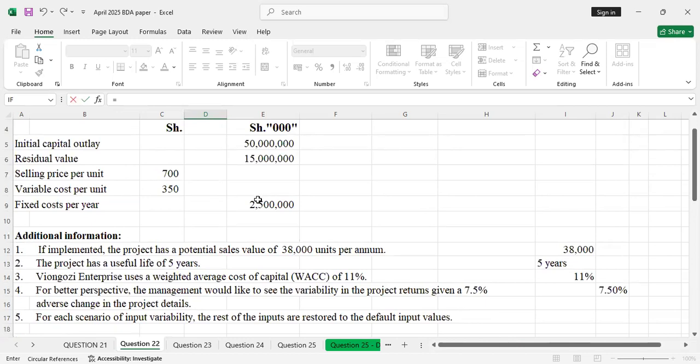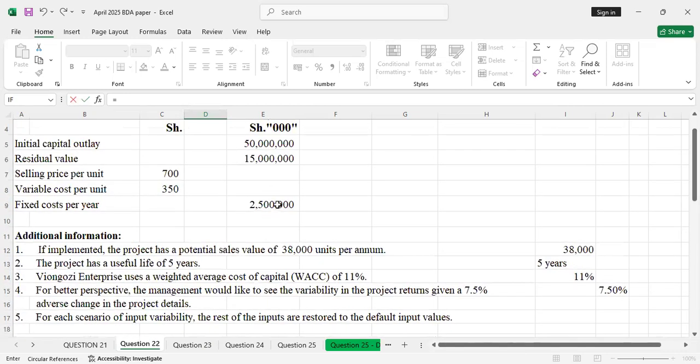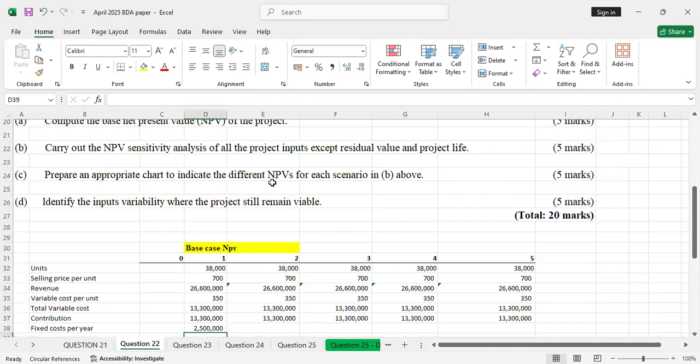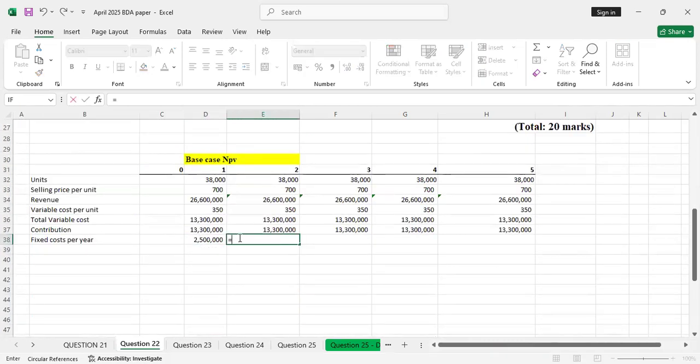But that's the beauty of doing such a question, because the examiner will not penalize you, because maybe it was a problem with the person who typed it. So the fixed cost per year is 2.5. And maybe this was changed in the examination room, so I don't know. But let me use this 2.5 without initiating that other value. So it will be 2.5 million.